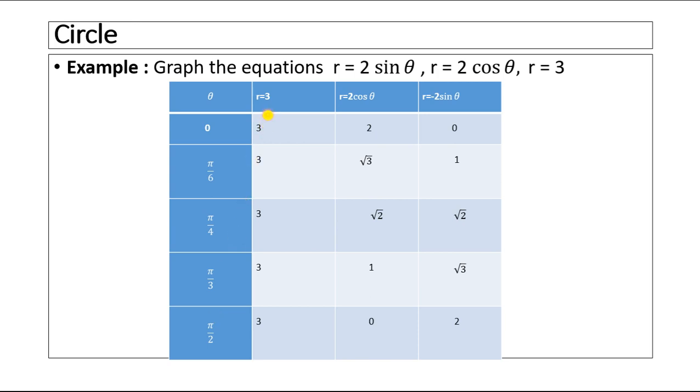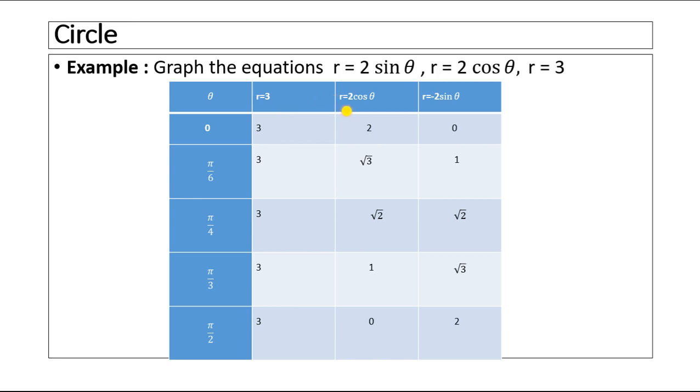If I want to sketch r = 3: if θ = 0, r = 3. If θ = π/6, r = 3. π/4, r = 3. π/3, 3. π/2, 3, because r = 3 always.